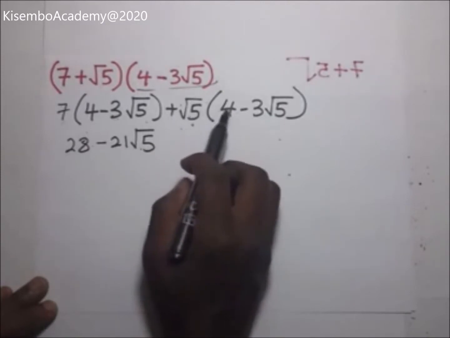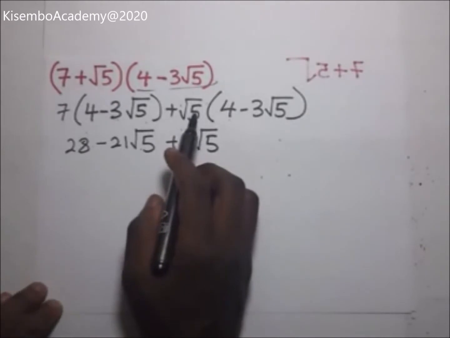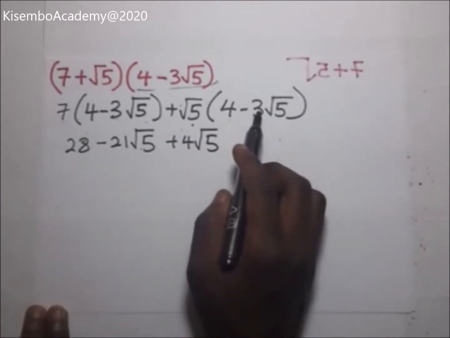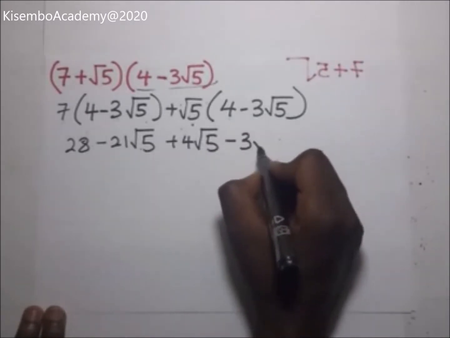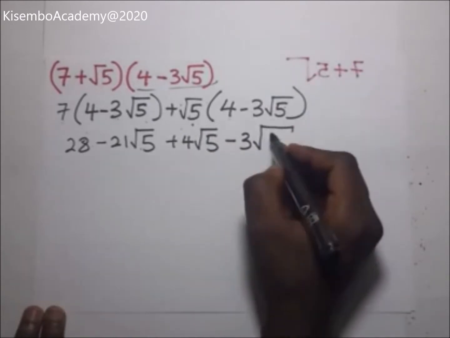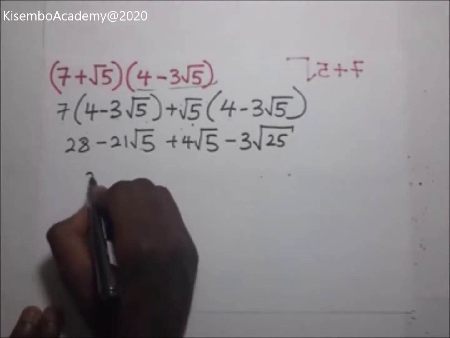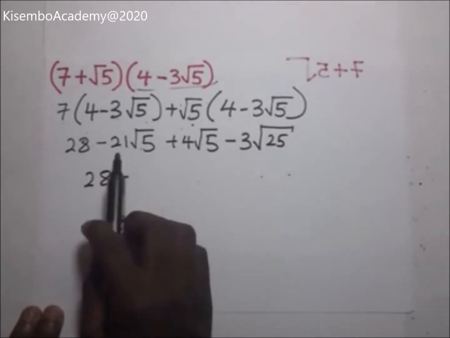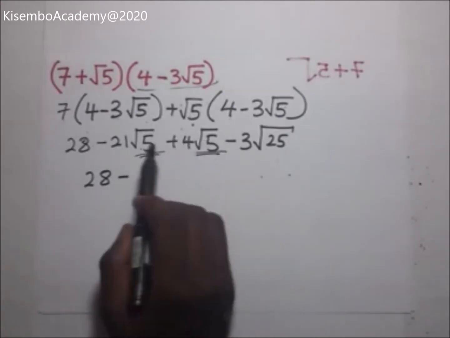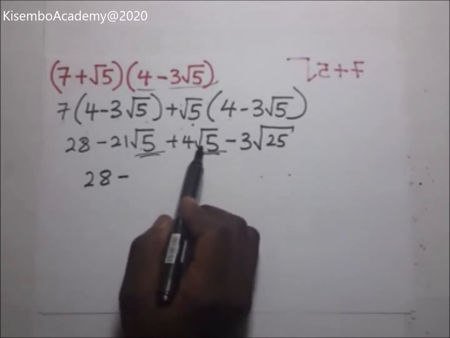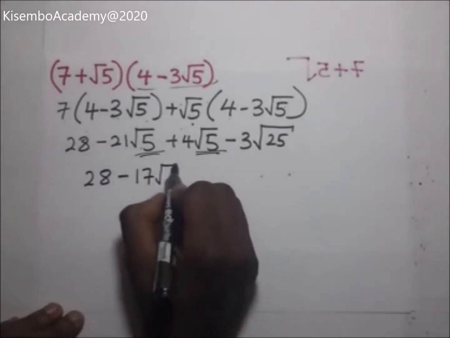Then we have root 5 times 4, which is going to give us plus 4 root 5. Then we have root 5 times negative 3. Definitely this negative and that positive is going to give us a negative 3 times root 5 times root 5, which is root 25, and the answer here is 5. So this becomes 28 minus, now this is negative 21 root 5 and root 5 is like negative 21x plus 4x, and definitely there our answer will be minus 17 root 5.